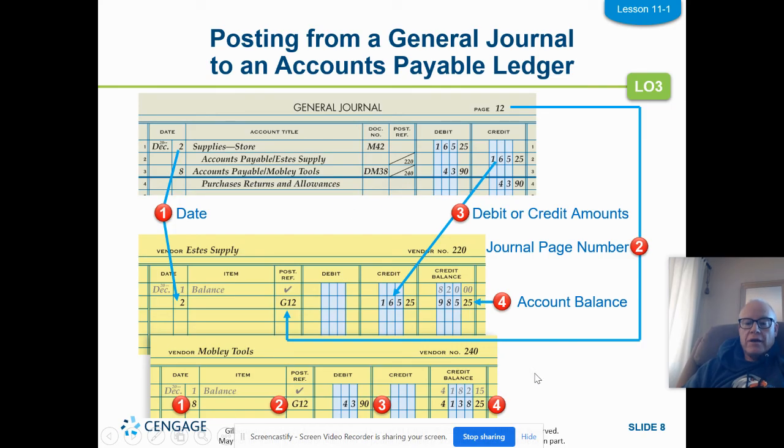Okay. And then down here from Mobley Tools, we go back and post, and in the second part of the post reference, we're going to put the vendor number 220. And we kind of skipped over Mobley Tools here, the five-step process here. Mobley Tools, we ended up debiting for $43.90 right here. Date, of course, post reference. Now they use G12. In the past, I think we just used 12. They use G12, or general journal 12.